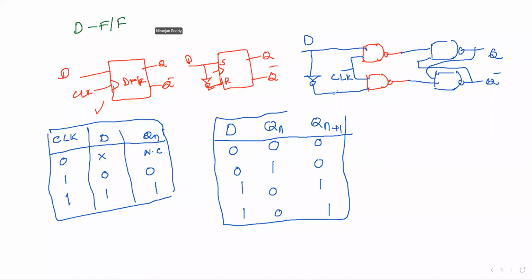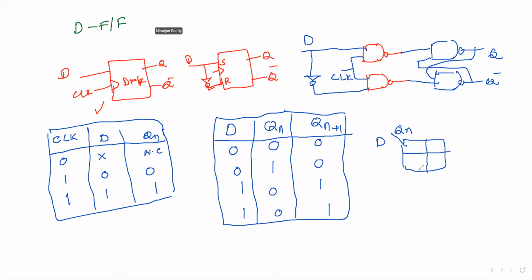Characteristic equation, don't forget. Okay, so with respect to D and Qn, we need to draw. This is D, this is Qn. So it is a two variable K map only. Here we get this is 0, this is 1, this is 0, this is 1, and 1 1. So what will be the expression? Qn plus 1 is equal to D only. Qn plus 1 is equal to D.